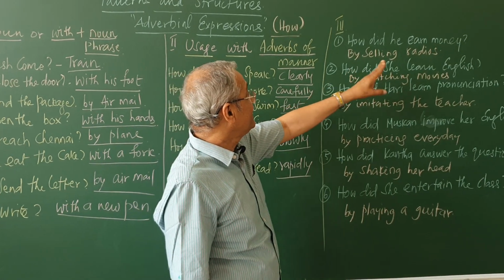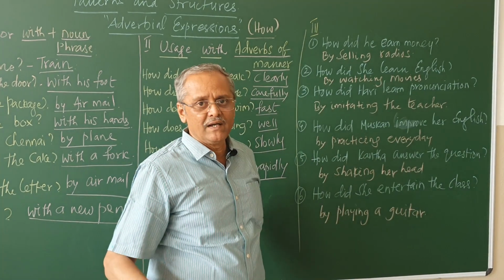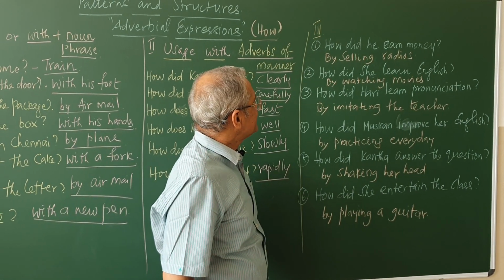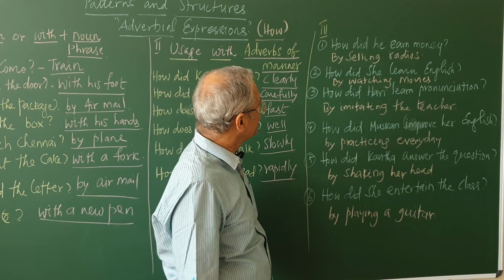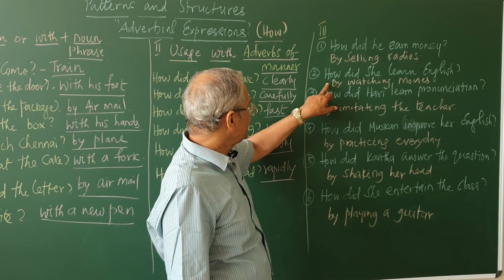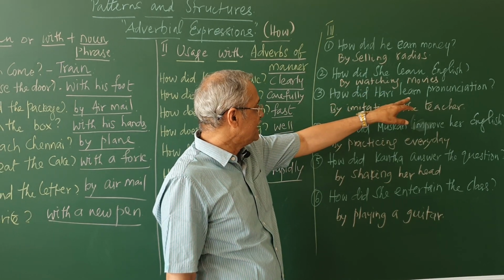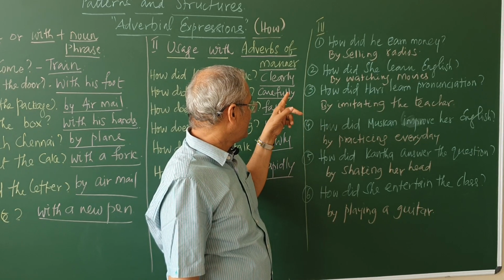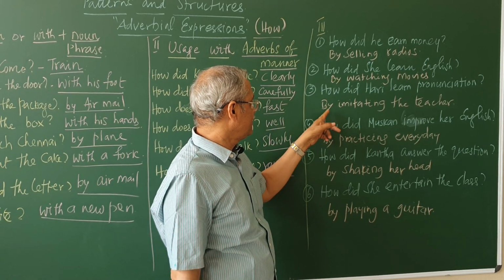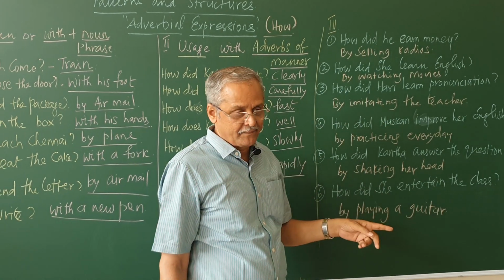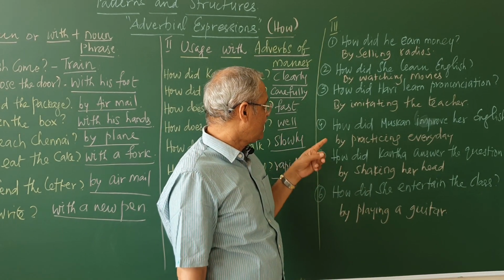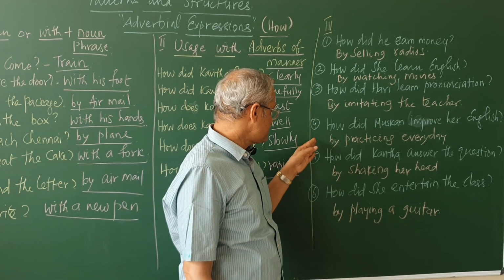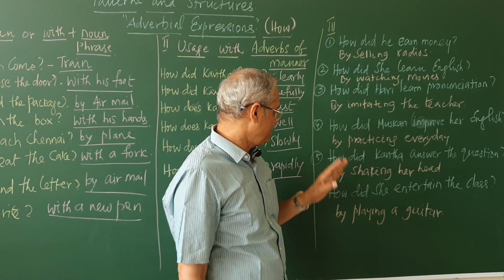Next one: How did he earn money? He earned money by selling radios. How did she learn English? She learnt English by watching movies. How did Hari learn pronunciation? Hari learnt pronunciation by imitating the teacher. How did Muskan improve her English? Muskan improved her English by practicing every day.